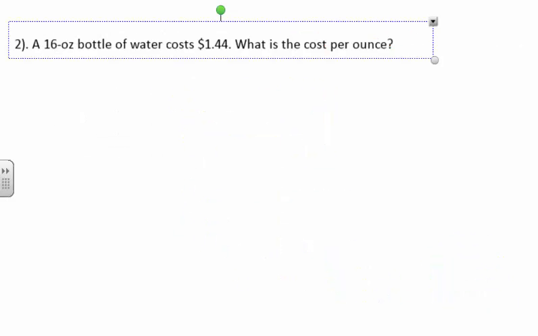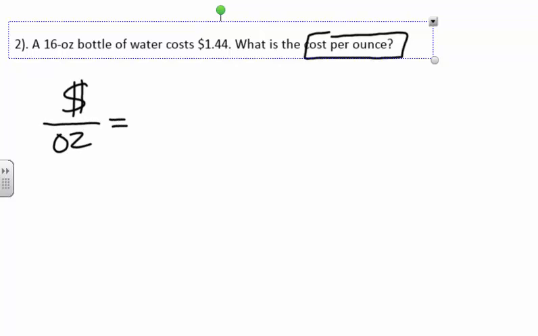Question number 2. Number 2 says, a 16-ounce bottle of water costs $1.44. What is the cost per ounce? Again, the first thing we're going to do is identify what we're going to compare. And this statement tells us we're going to do cost per ounce. So we're going to write it as money over ounces. And then we're going to fill in the information with what we know. We know that it costs $1.44. And that we're looking for 16 ounces. We're looking for the unit rate.